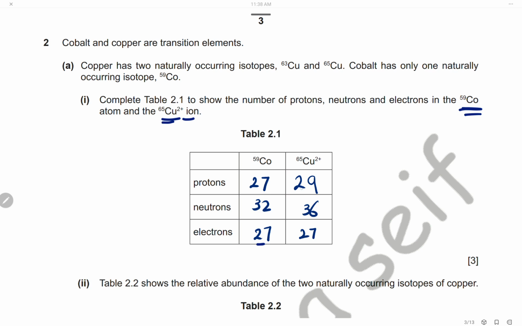For copper, from the periodic table, you will get the proton number, which is 29. Then for neutrons, we will subtract 65 minus 29, it will be 36. Because it's an ion with +2 charge, that means it lost 2 electrons, so the number of electrons will be less than the protons by 2, it will be 27.